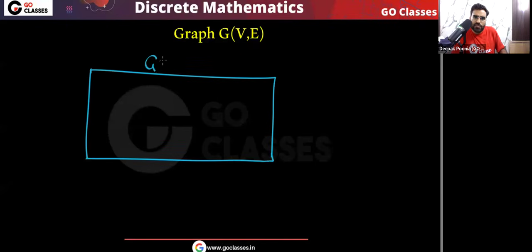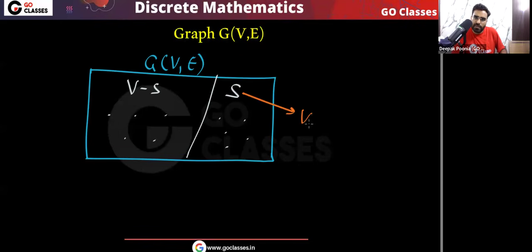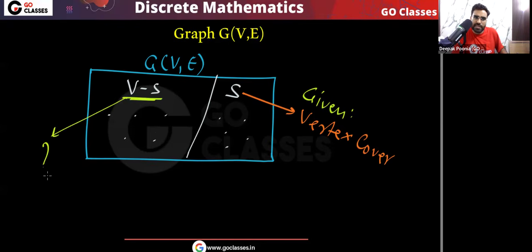Now, similarly, I am asking you another question. Let's assume this is the graph G(V, E), and this is the subset of vertices S, and these are the remaining vertices. Let's assume it is given to you that this S is a vertex cover. Then tell me what V minus S will be. Very simple question.